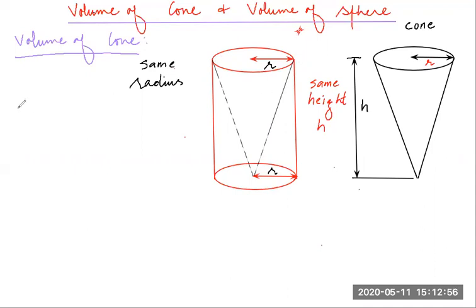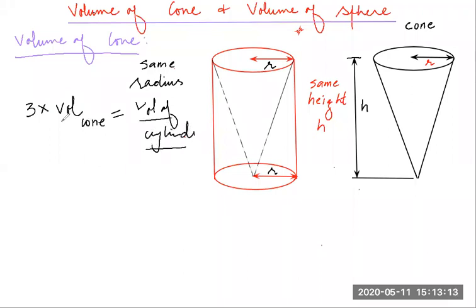What does that mean? That means three times the volume of a cone is equal to the volume of the cylinder. But guys, here it's very important that this cylinder and this cone must have the same radius and the same height. From this, I easily get the formula for the volume of a cone. The 3 is getting multiplied here, so it will be divided here. Volume of cone is volume of cylinder divided by 3.